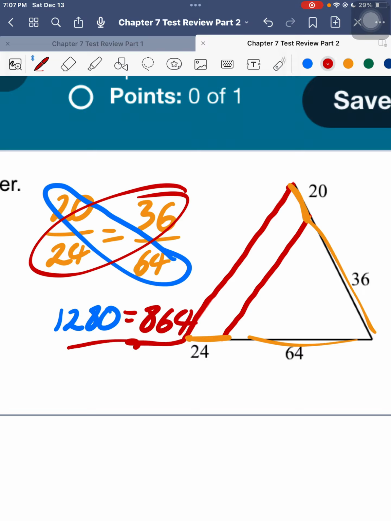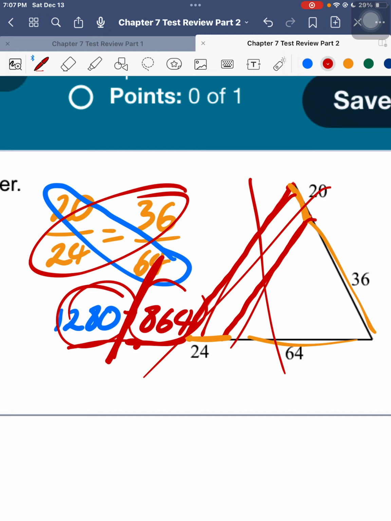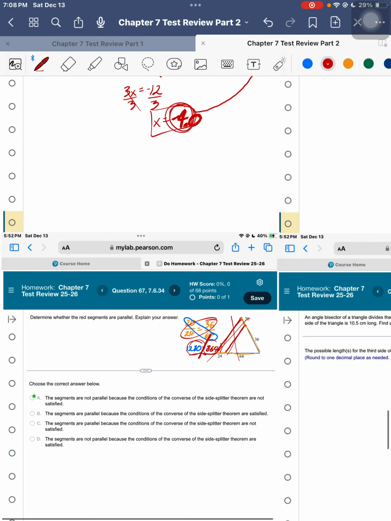Is this proportion valid now? No, because is this equal to this? No. So then are these lengths proportional? No, they're not. Why not? Because the segments that were created by the intersection of these lines are not proportional. So let's see which one sounds like that.